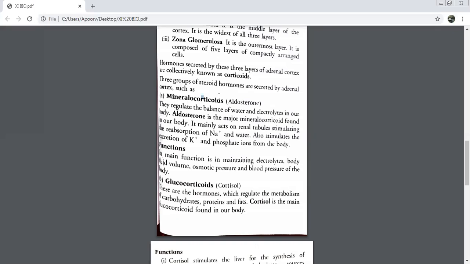The name is mineralocorticoid. This aldosterone is the major mineralocorticoid found in our body. It acts on the renal tubules. Where will you find renal tubules? Kidneys.